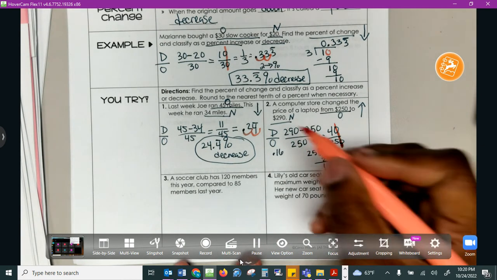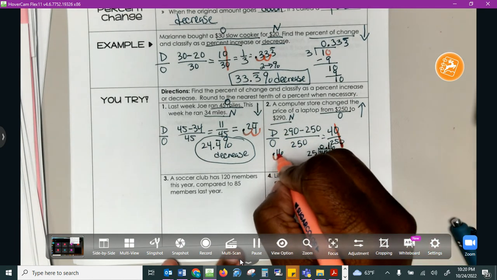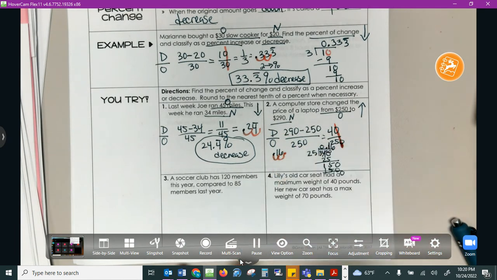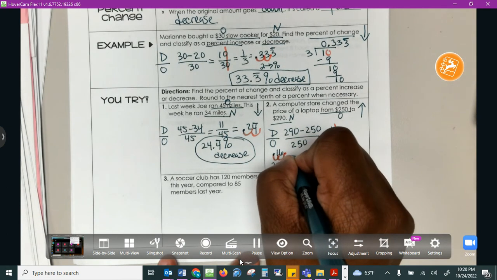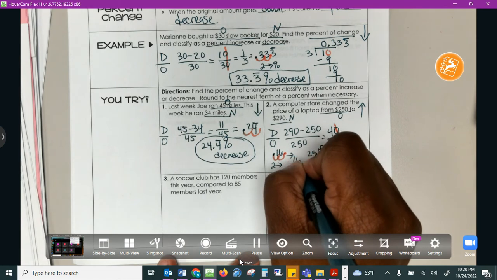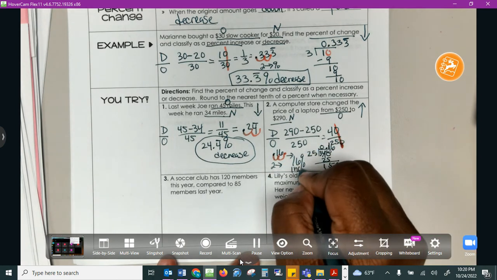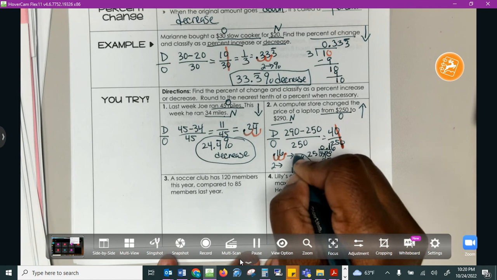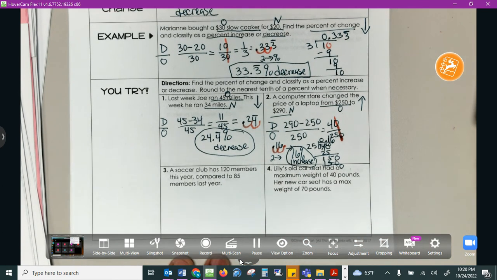But remember, I don't want a decimal, I want a percentage. So I'm going to move it 1, 2 times to the right, which will give me my percent of 16%. And this is an increase. So you see, you already are kind of set up for success with finding percent of change.